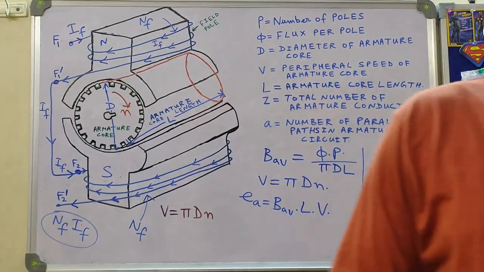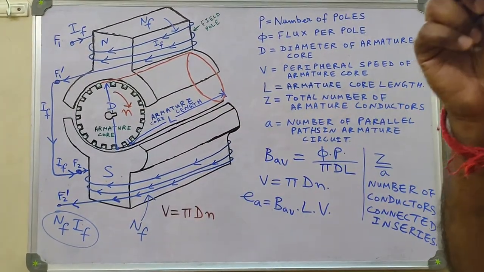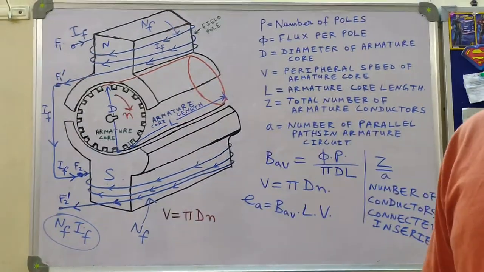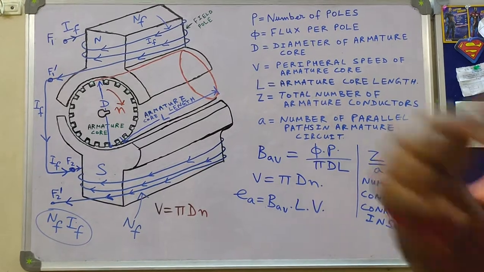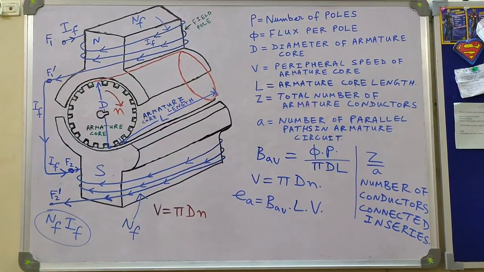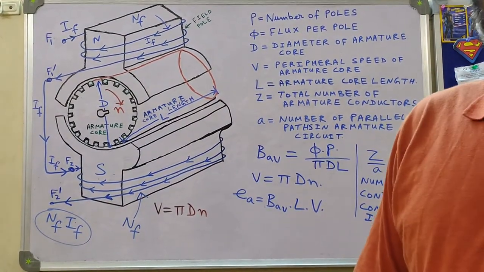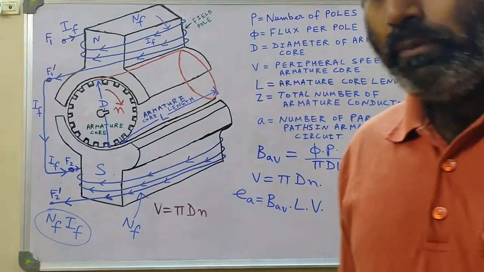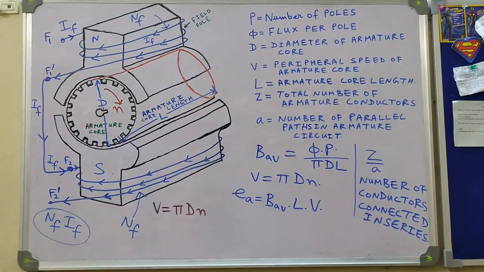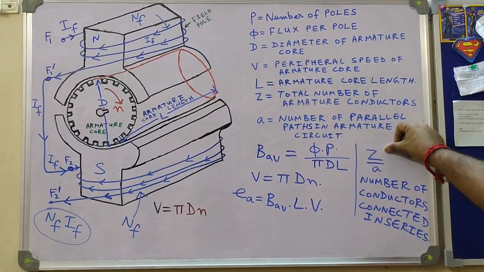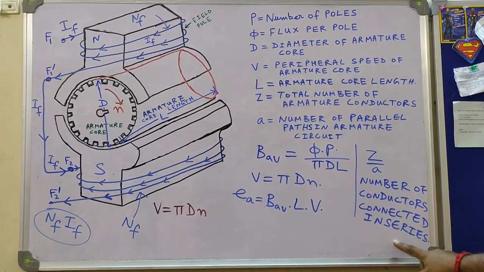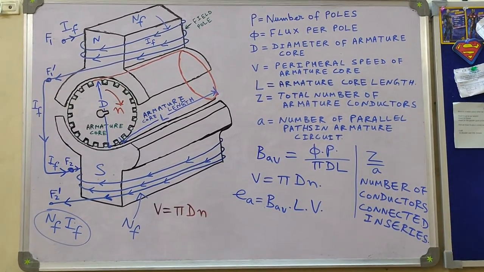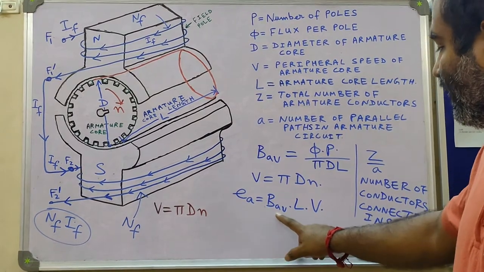So, you know that when EMF sources are in series, they get added up. If you have 10 batteries connected in series and the voltage of each battery is 12, what is the voltage? 120 volt, because they are connected in series. So, here also the number of conductors connected in series is Z by A. But what is the EMF induced in one conductor? EMF induced in one conductor is BLV.